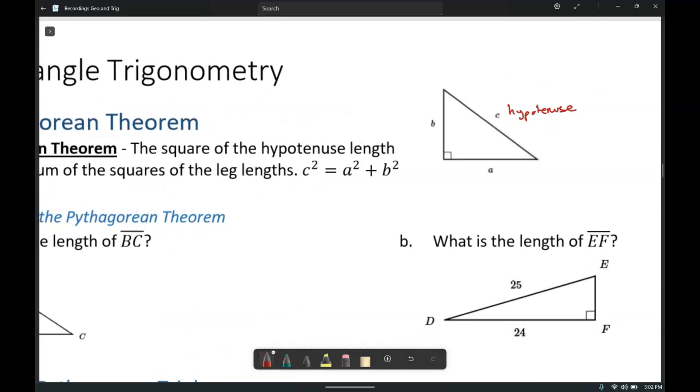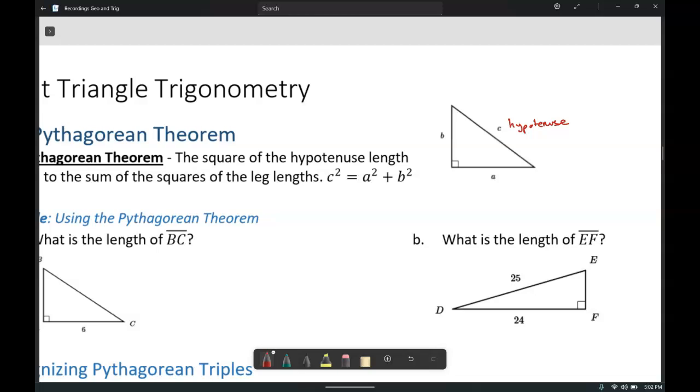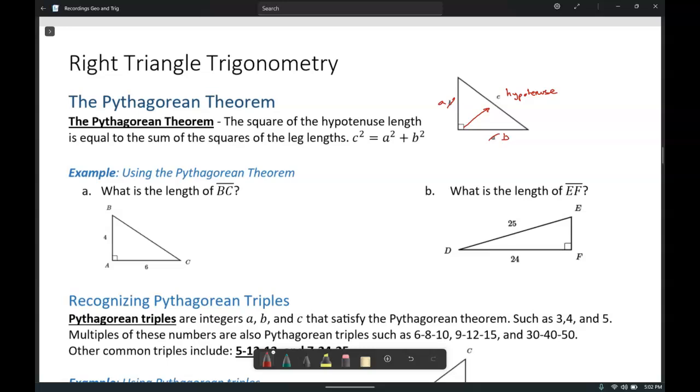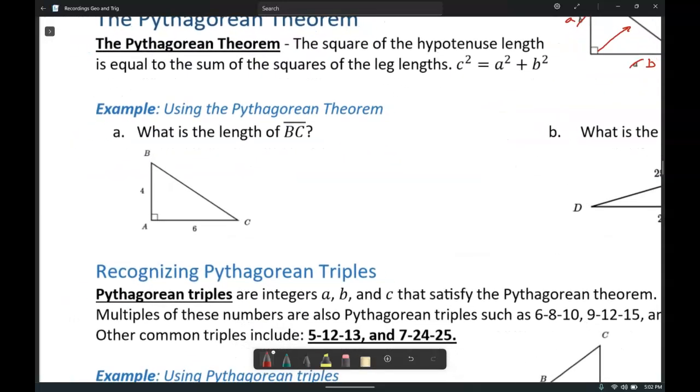And if we don't even know the lengths of the sides of the triangle, by looking at the diagram we can identify which side is C because C is always opposite the right angle. Now, which side is A and which side is B doesn't really matter, so we could switch these and we'll still get the same result because addition is commutative. And so this formula is very well known and one of the earliest concepts taught within geometry and trigonometry. And so we'll go through a couple basic examples of using the Pythagorean theorem.